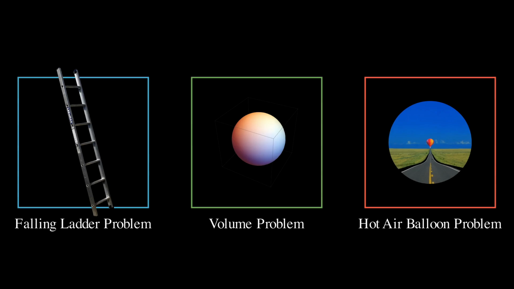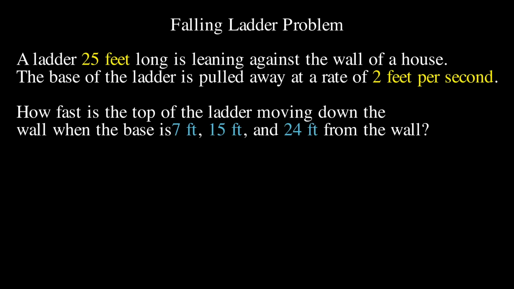We begin with a classic calculus related rates problem, the falling ladder. This is something every calculus student has seen at least once, and the problem goes as follows. A ladder 25 feet long is leaning against the wall of a house. The base of the ladder is pulled away at a rate of 2 feet per second. How fast is the top of the ladder moving down the wall when the base is 7 feet, 15 feet, and 24 feet from the wall?